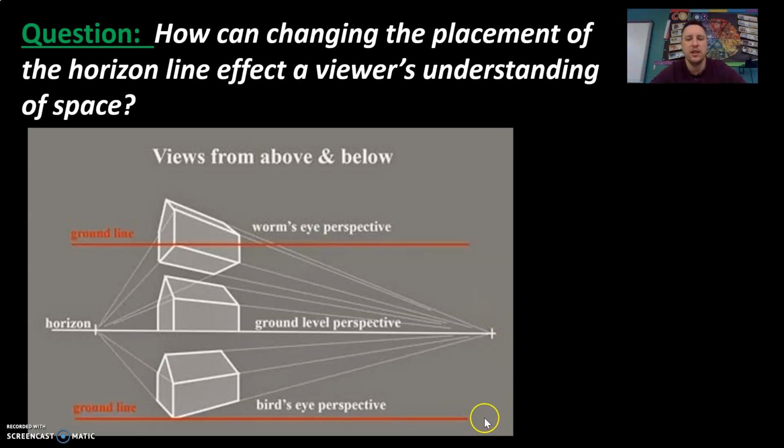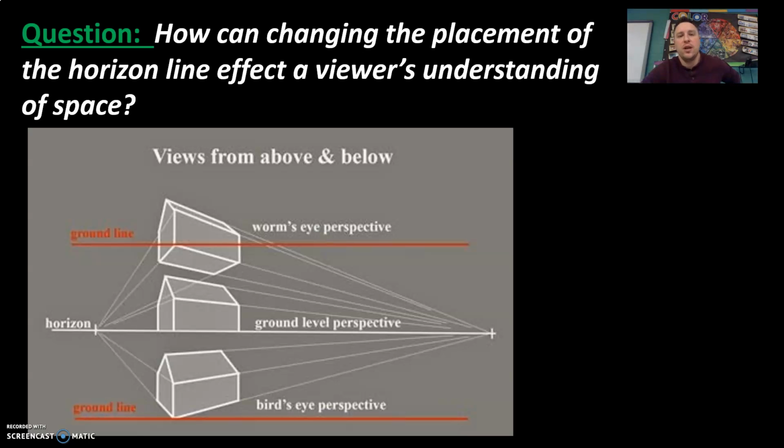And then shifting the line down to the bottom can create a bird's eye perspective, as if you're looking down upon something, so that you'd be at a higher plane looking down onto something else. So depending on how you shift that line will create those different perspectives. So ultimately, just to answer the question, shifting the line will change the viewer's perspective. That's the easiest way to answer that question, definitely the shortest way.